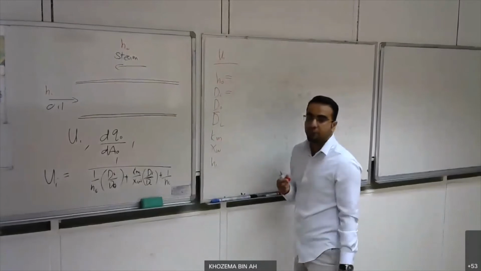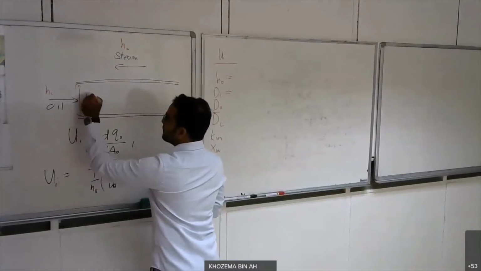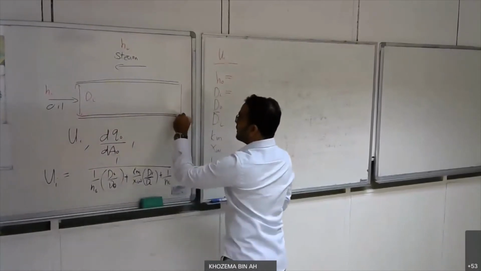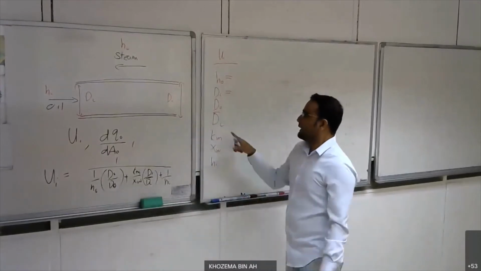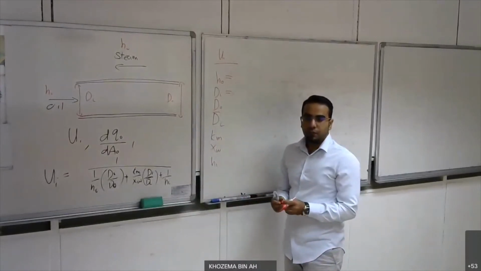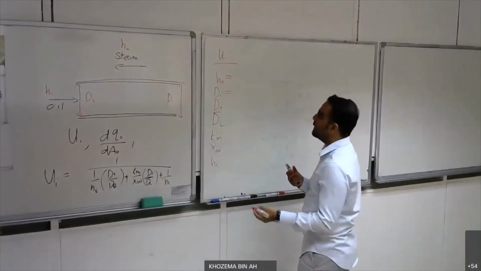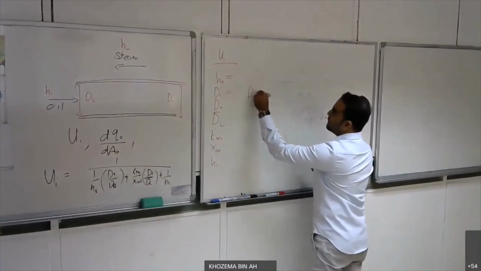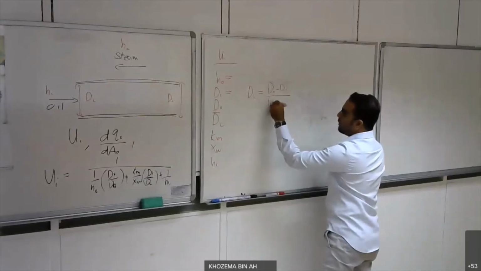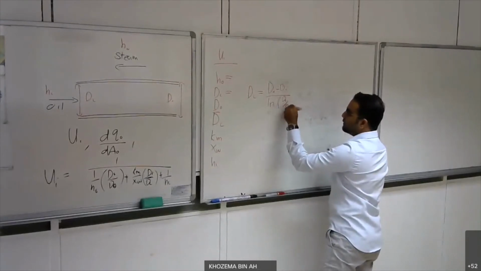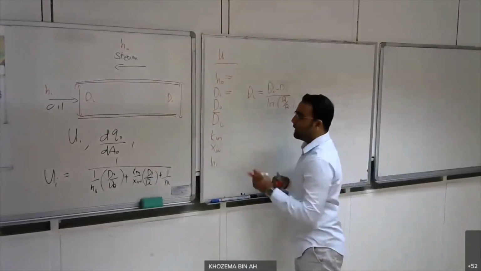So DI is going to be the internal diameter of the tube. DO is going to be the outside diameter of the tube. DL is just the log diameter. You know the equation. I think the equation is DL is equal to DO minus DI over ln DO over DI. This equation will be given to you. So you can find the value of DI.